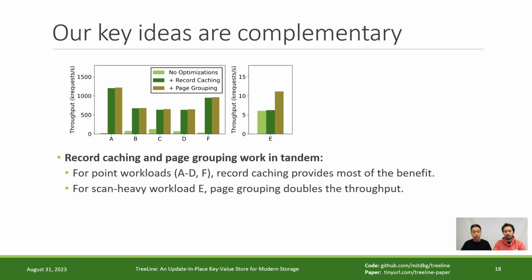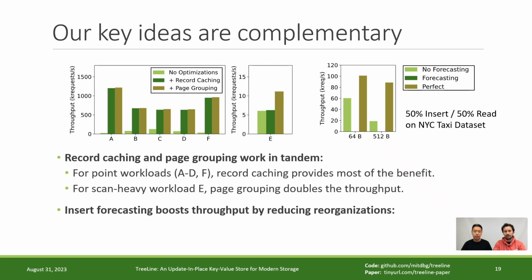This means that you're still able to read small individual pages when you need to read just single point records. On the forecasting side, we want to see how well forecasting can do on reducing the amount of reorganizations that Treeline needs to do, which will lead to a boost in performance. On the figure on the right here, we ran a 50% insert, 50% read workload on the NYC taxi dataset. The light green is running Treeline with no forecasting at all. And then the brown represents running Treeline where it has perfect knowledge of where all the inserts are going to be performed, so it doesn't need to do any kind of reorganization.